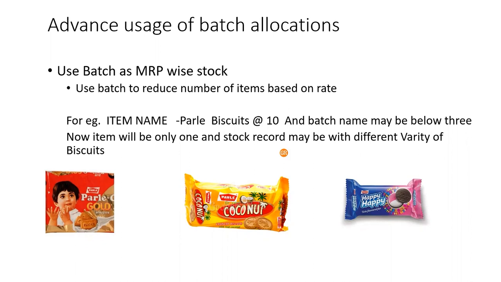not so much having in stock. Suppose total stock value is 10 lakh and I have value of these items of 1000 and 2000 rupees only. It is running items. So why should I prepare multiple varieties of items? Instead of creating 3 items, you can use this logic. Create only one item, that is Parle biscuits at the rate 10, and inside of batch, you can select Parle G Gold, coconut, and this.